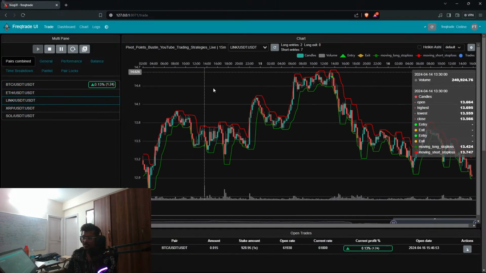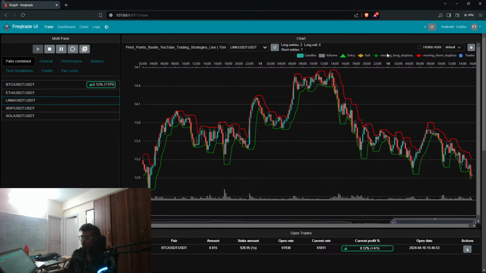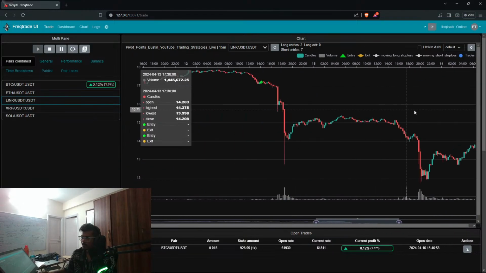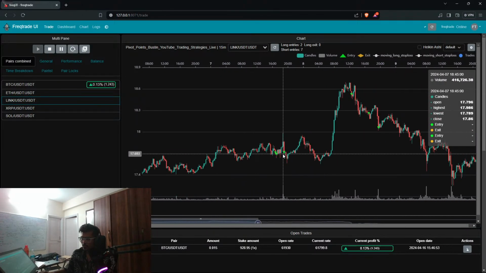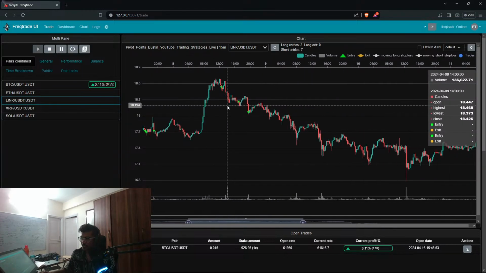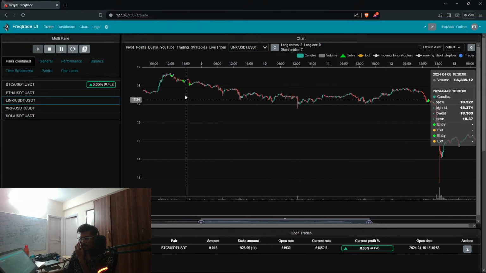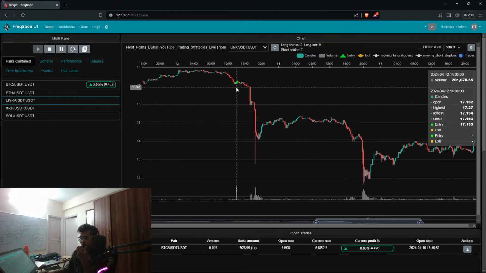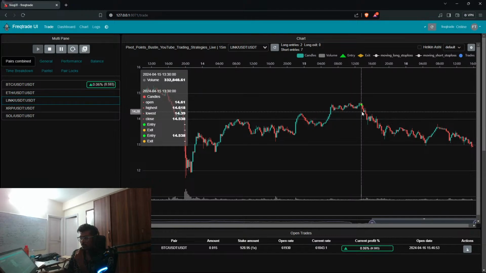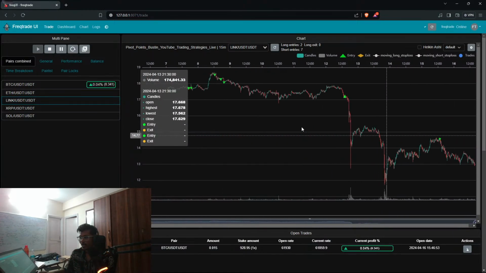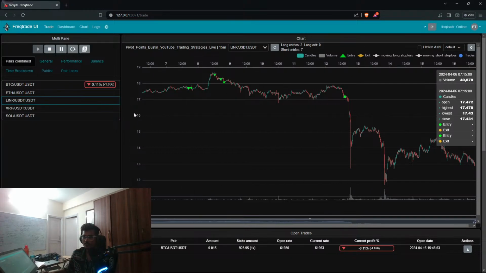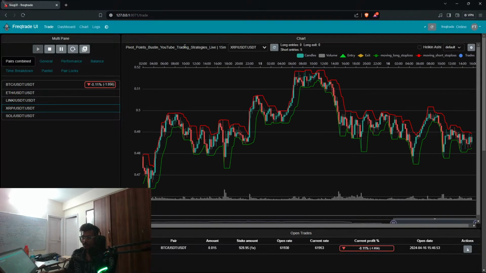On Link, here was a short trade. This was actually losing, but here we had 1, 2, 3 short trades that were really winning trades, and here's a long trade that was losing. Here another short winning trade. So you can see, if you win, you win big, you lose small. That's what I wanted to show you guys.